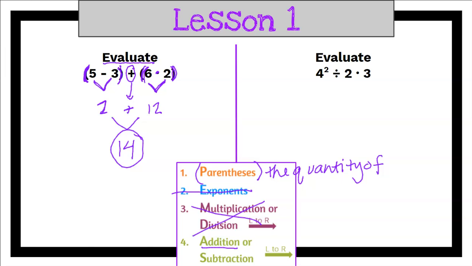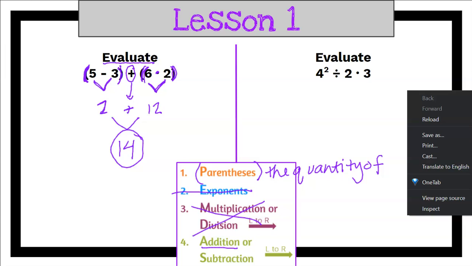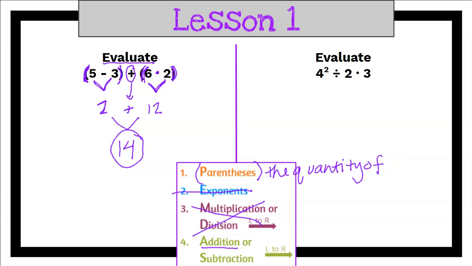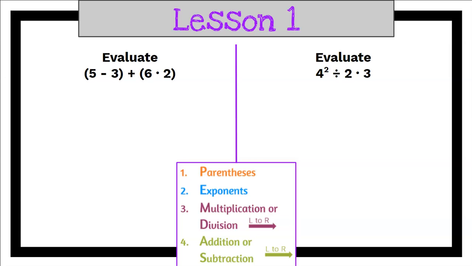Our next problem, we have evaluate 4 squared divided by 2 times 3. So we want to look down at our order of operations and ask ourselves, do we have any parentheses? When I look at that problem, no parentheses. So I move to step 2. Do I have any exponents? Yes, I have 4 squared.